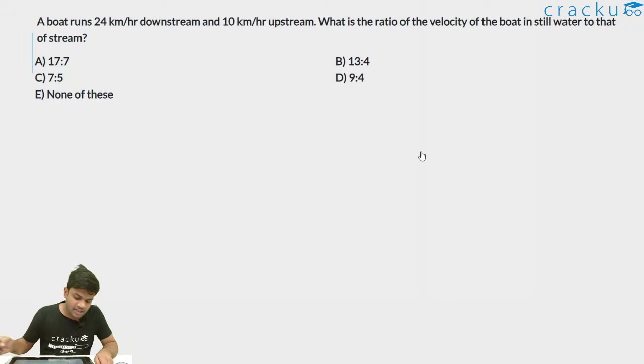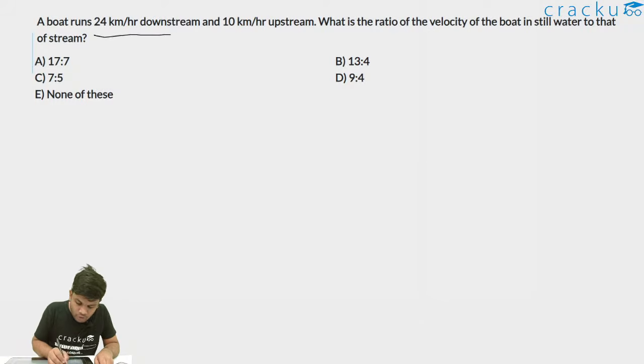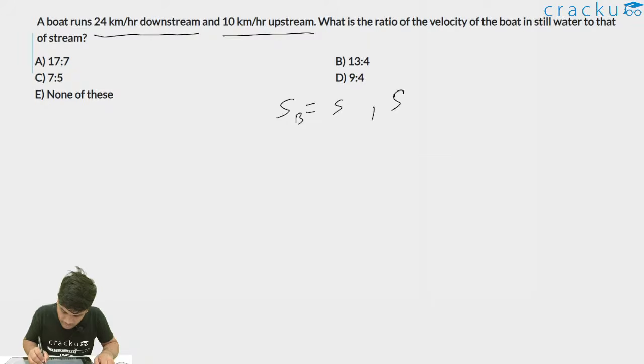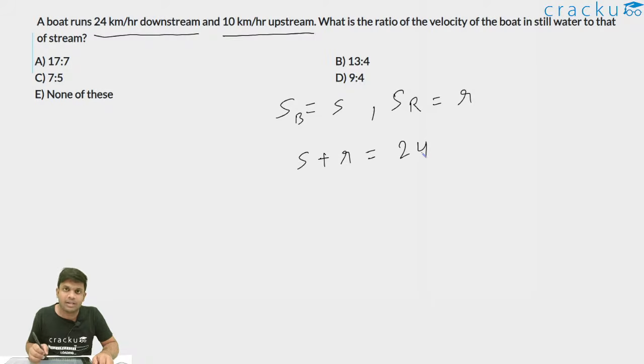Okay, so in this question it is said that a boat runs 24 kilometer per hour downstream and 10 kilometer per hour upstream. So let's take the speed of the boat in still water be s, small s, and the speed of the river be r. Now the speed of the boat downstream will be s plus r, which is equal to 24 km per hour, and the speed of the boat upstream, s minus r, will be 10 km per hour, which is given.